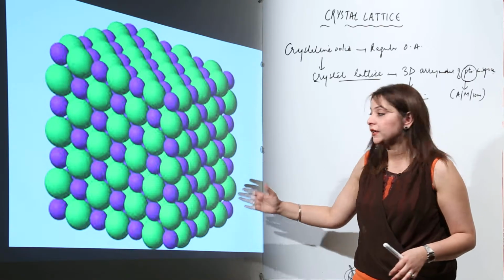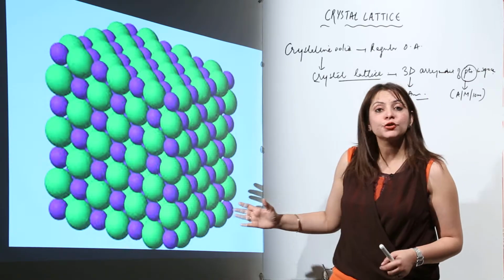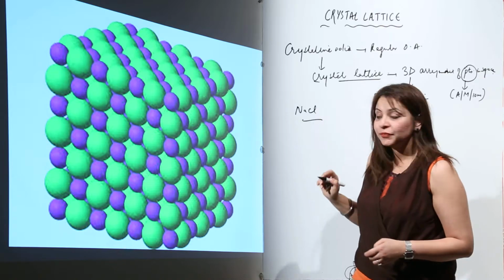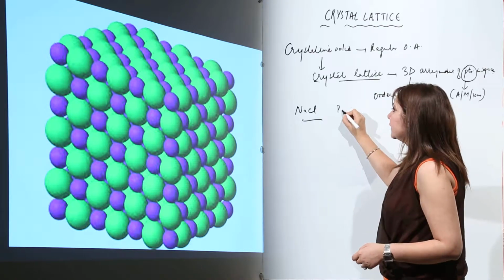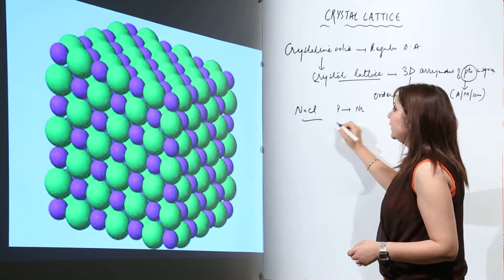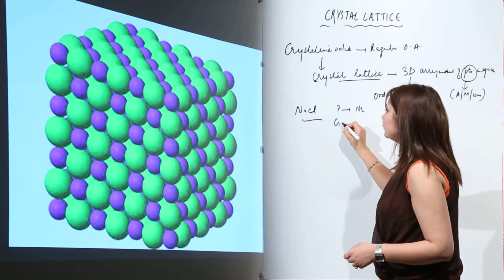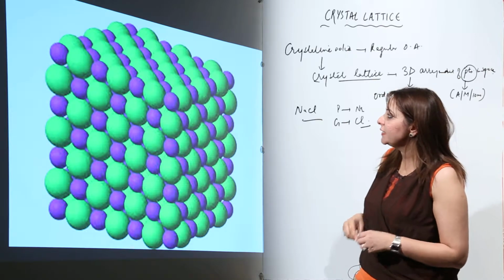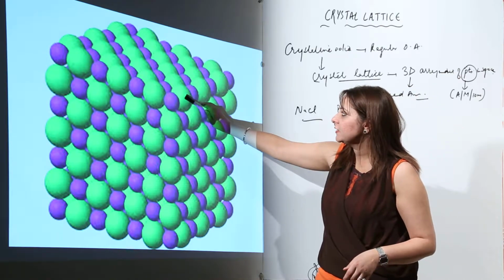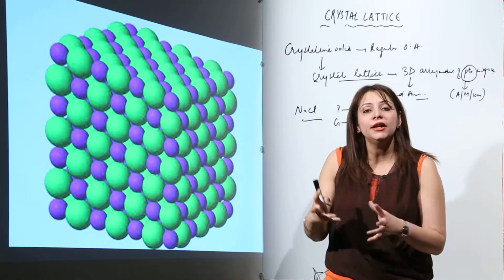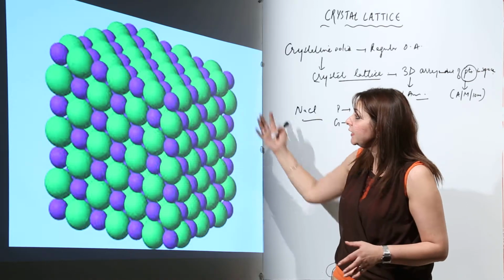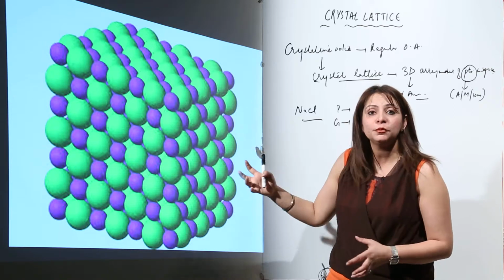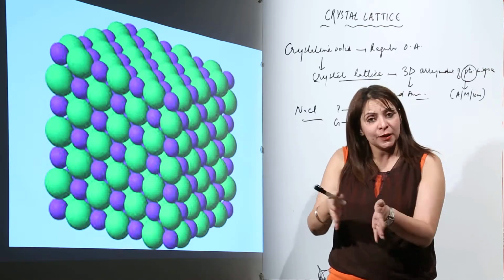As you can see in the figure, just look at the figure. This is the structure of NaCl, right. In this, the purple one is Na and the green one is the chloride ion, right. You can see that these are Na, these are Cl, and they are regularly and orderly arranged. In this lattice, the purple and green ones are present, but they are separated by specific distances.